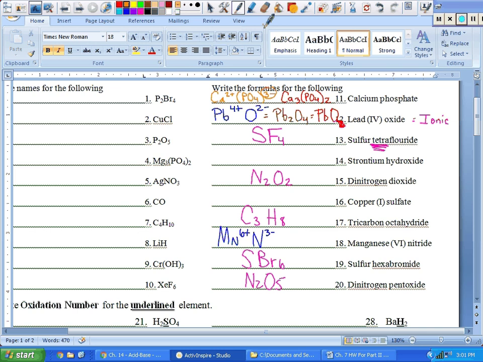All right. Now looking at number 14, strontium. What group is strontium in? It's in group 2, so it's a 2 plus. And what is hydroxide? OH negative. And when you crisscross here, are you going to have to keep the parentheses? Yes. So it should be Sr(OH)2.